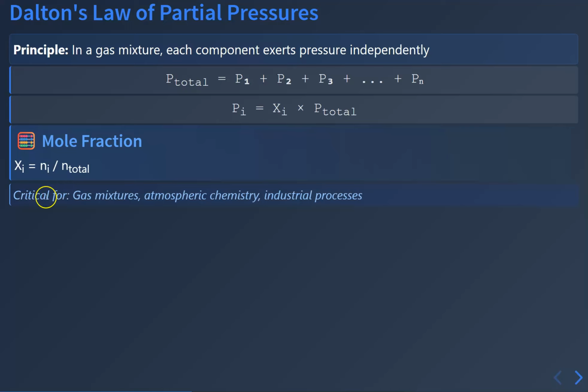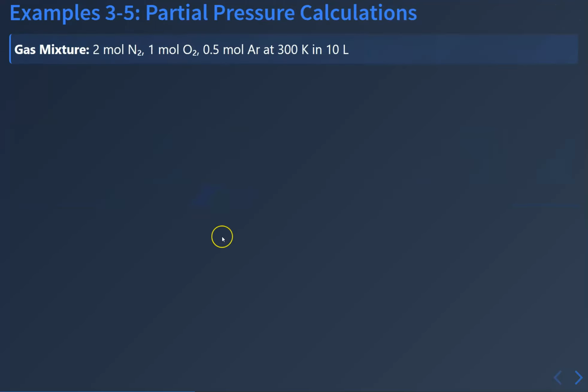This is critical for gas mixtures, atmospheric chemistry, and industrial processes. These are the areas where we can use the mole fraction. Now here is an example, a partial pressure calculation. In a gas mixture, what are the components? Nitrogen, oxygen. Here there are 2 moles of nitrogen, 1 mole of oxygen, and 0.5 mole of argon at 300 Kelvin and 10 liters.